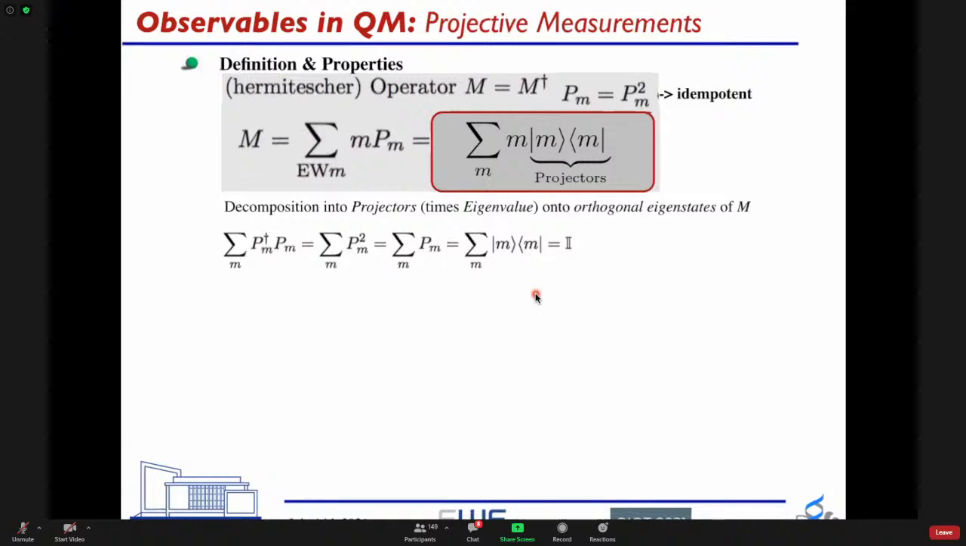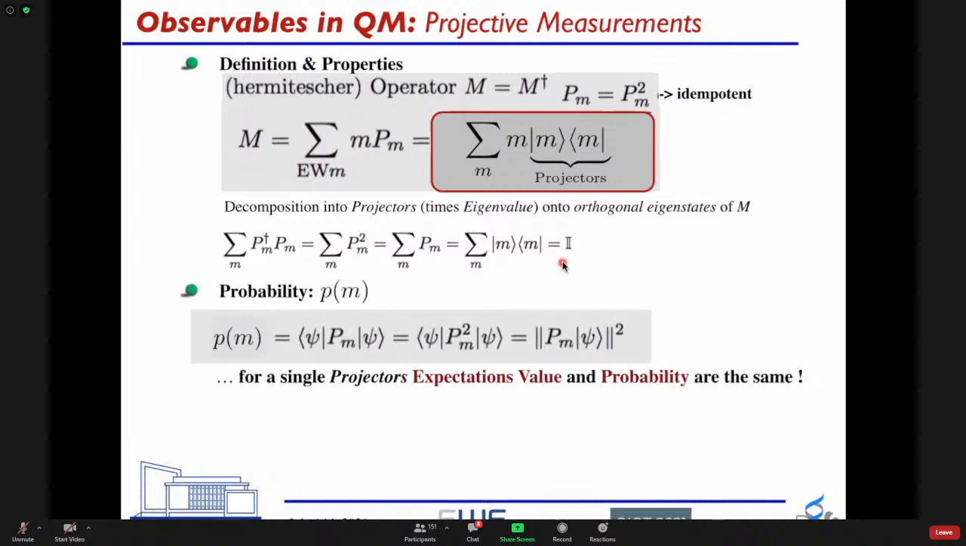Projective measurements are a really important class of measurements in quantum mechanics because they have typical properties, which I will shortly summarize. Every measurement that can be decomposed into projectors times eigenvalues onto the orthogonal eigenstates of an observable is called a projective measurement. Here you see the projector, and the projector has typical properties. It is idempotent, so if you multiply it with itself, you get the projector, and it is also a Hermitian operator, which is indicated here. If you sum up all the projectors, they are complete, so you end up with the identity. For projectors, the expectation value equals the probability, so you always get results bounded between 0 and 1 for the individual projector.